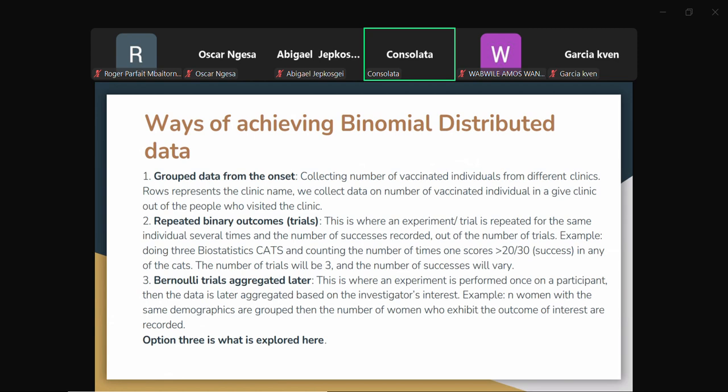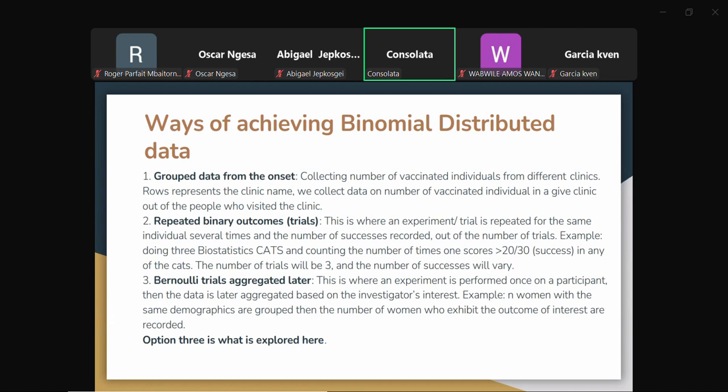There are three. The first one is grouped data from the onset. So when you go to the field, you're collecting grouped data. For example, collecting the number of vaccinated individuals from different clinics. So the rows will have the different clinics, maybe clinic A and clinic B. In clinic A, you get maybe 50 out of 100 are vaccinated. And in clinic B, you get maybe 40 out of 120. So you're collecting grouped data from the onset.